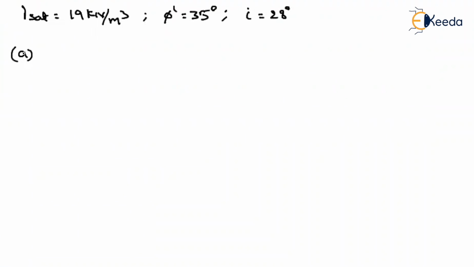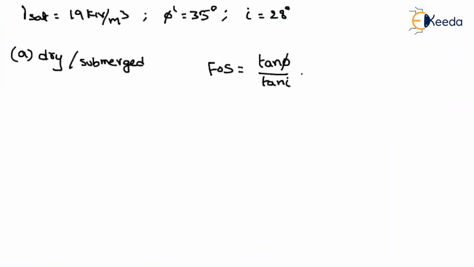In the first case, we have to find out when it is a dry condition or submerged. Dry or submerged, you will have the same factor of safety. If you recall the equation, factor of safety will be equal to tan phi divided by tan i. What is the factor of safety given? 1.3. That will be equal to tan 35 divided by tan i.